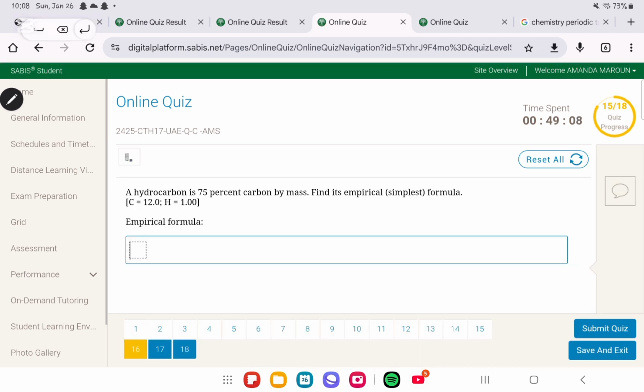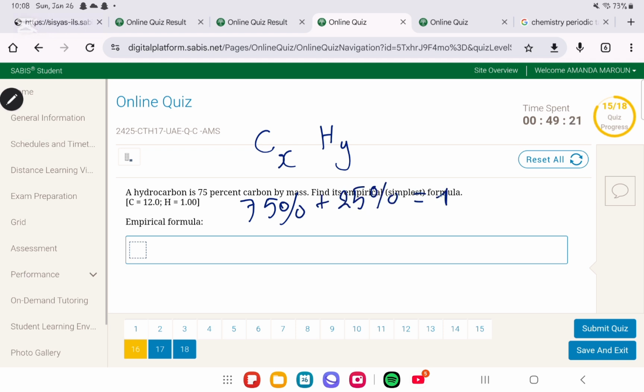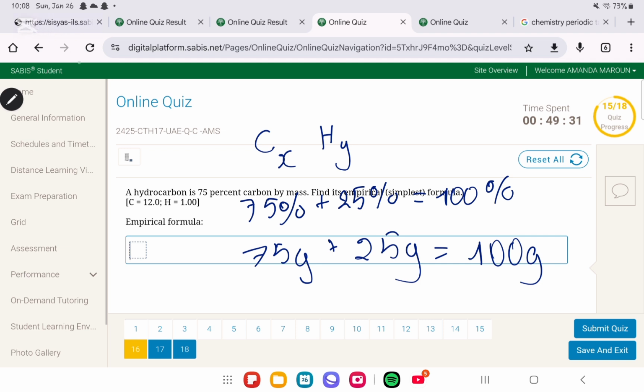Here we have a hydrocarbon that is 75% carbon by mass. So it could be CxHy. We have 75% by mass, which means the other 25% is hydrogen, equal to 100%. Let's say it is 100 grams. This is going to be 25 grams, and this is going to be 75 grams. Now, to find the number of moles, we're going to divide by their molar mass. Okay, we get 6.25 moles plus 25 moles, which will give us 100 grams.